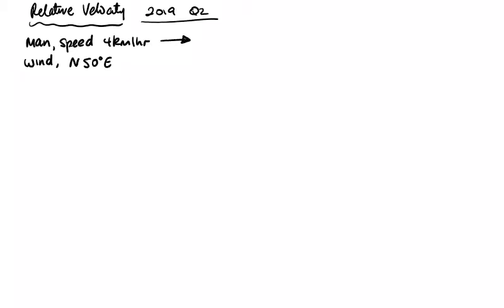Okay, relative velocity 2019, question 2, part A. The question reads, a man walks at constant speed of 4 kilometers an hour going west to east. So straight away that's 4i and no j's, and we know we're dealing with vectors and relative velocity. The wind appears to the man to come from a direction north 50 degrees east.